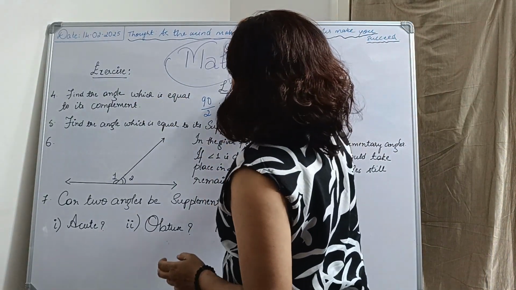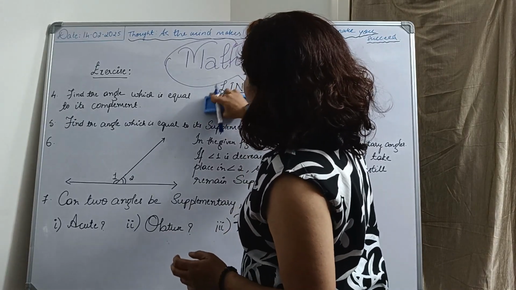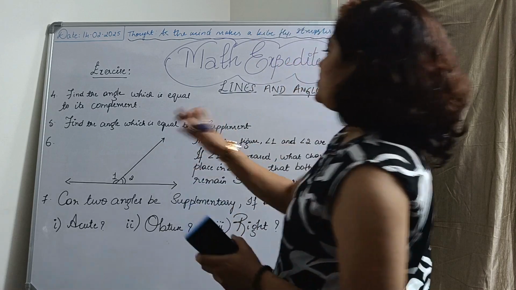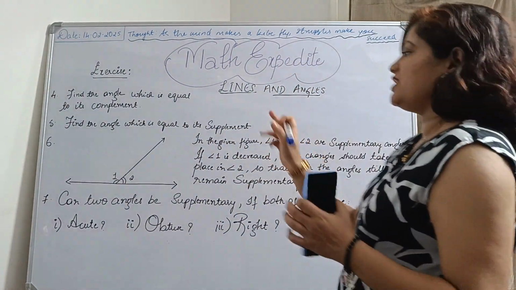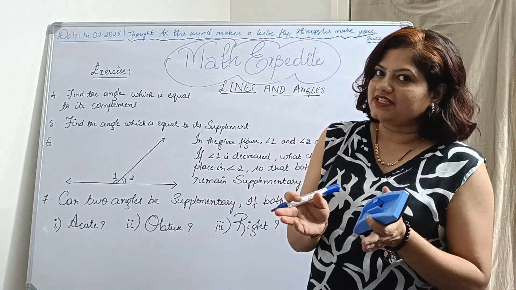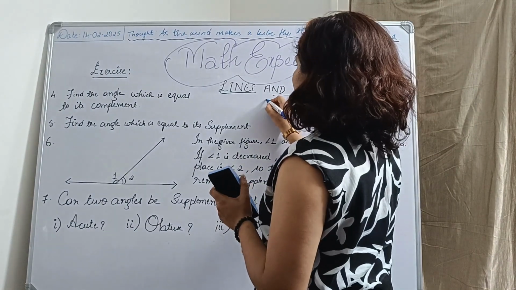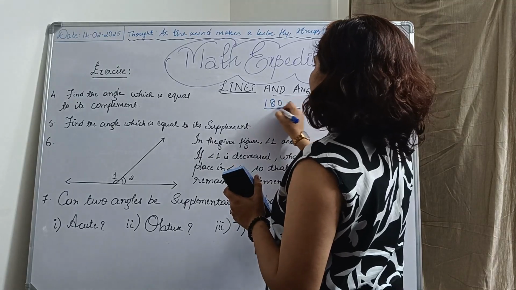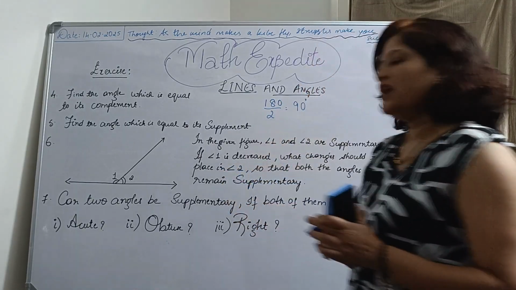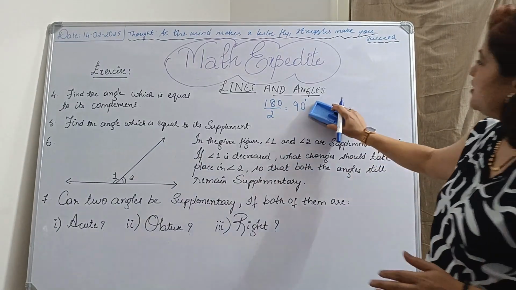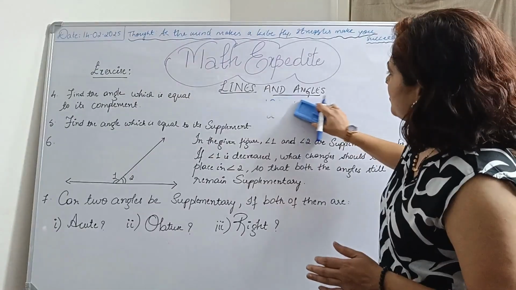Okay, so next question, the same way, but it is asking which angle is equal to its supplement. Here the same thing. Supplementary, the sum of two angles is 180. So what are we doing? Correct. 180 degrees divided by 2, that is 90 degrees. Okay, so coming to the sixth question.